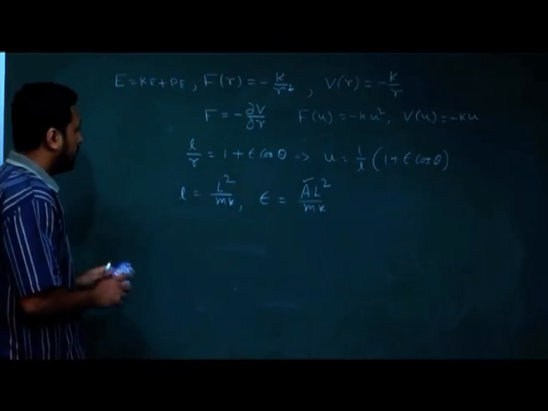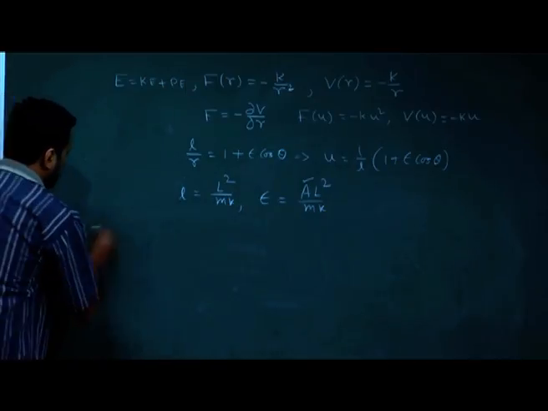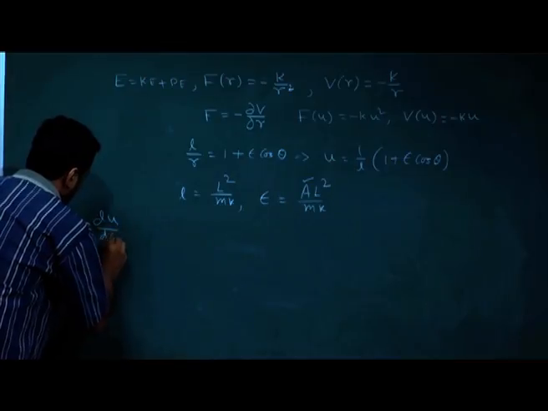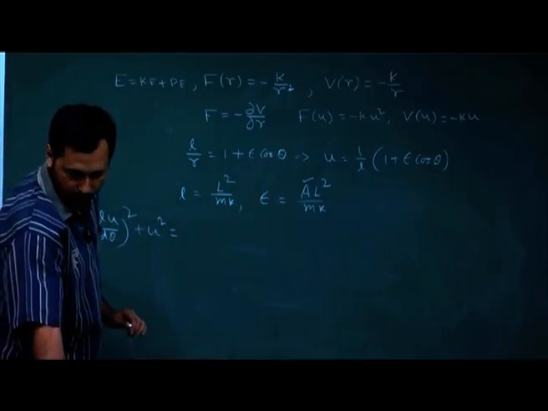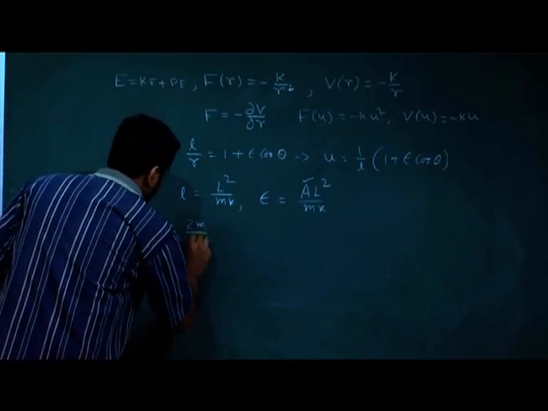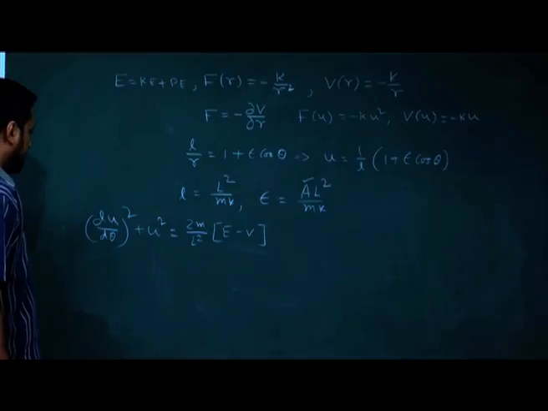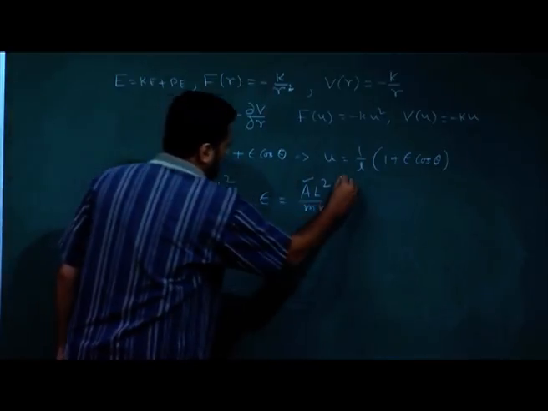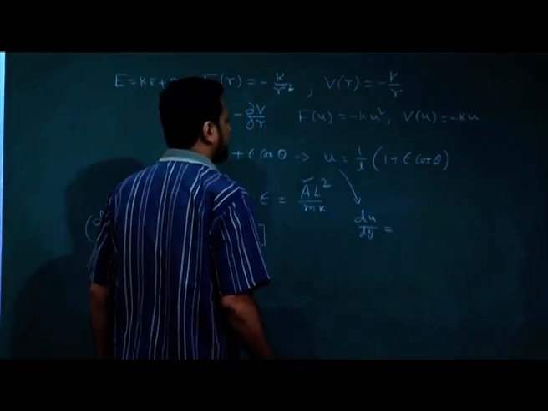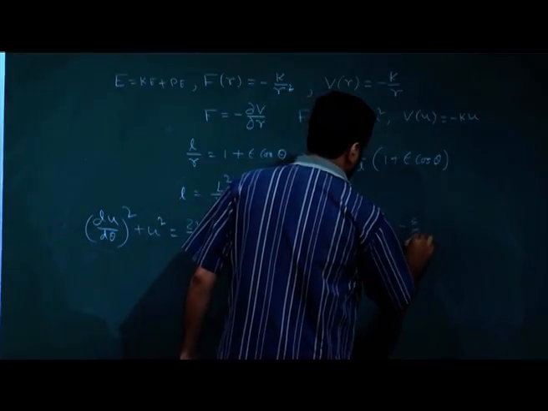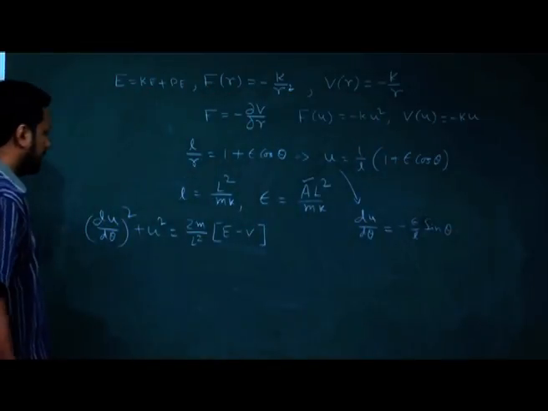In order to do that, we are going to use the equation (du d theta) square plus u square is equal to 2m by L square times E minus V. Now, if this is the equation, we see du d theta will be given by minus epsilon by l sin theta, right.